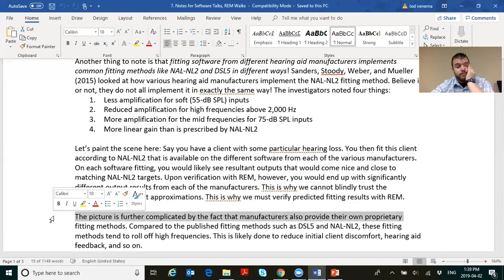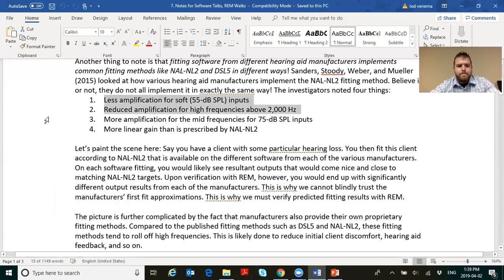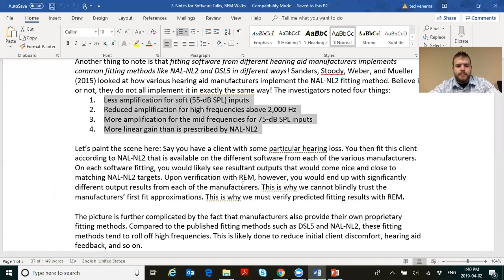And this is likely done to reduce initial client discomfort, hearing aid feedback, and so on. But look above here at the 4 ways that manufacturers tend to taint their version of NAL2. They tend to give less amplification for soft inputs. They tend to give reduced amplification above 2000 hertz. They tend to provide more amplification for the mid frequencies, for loud inputs. And they tend to give a slightly more linear gain than NAL2.